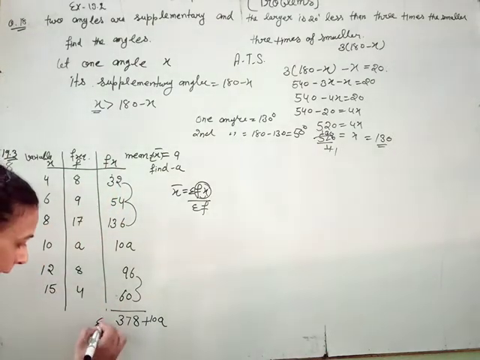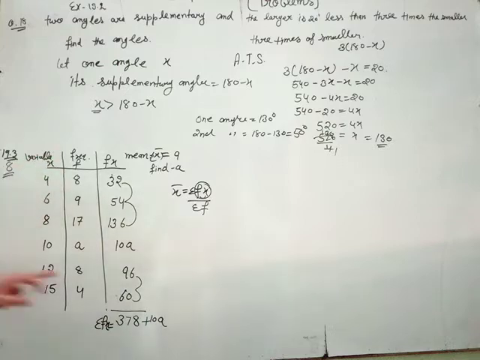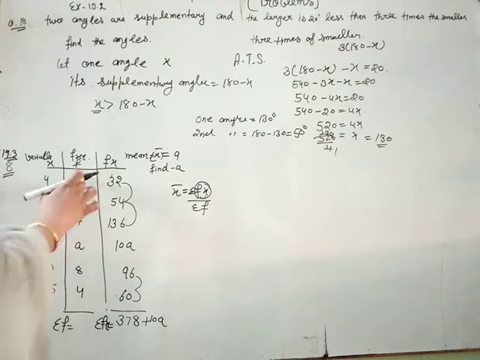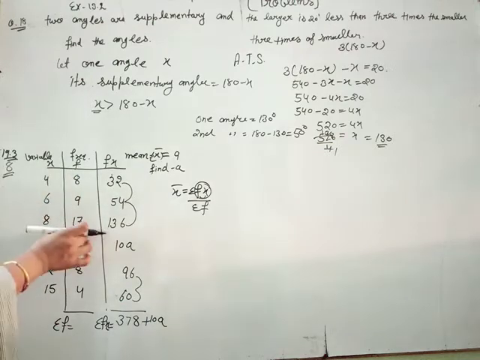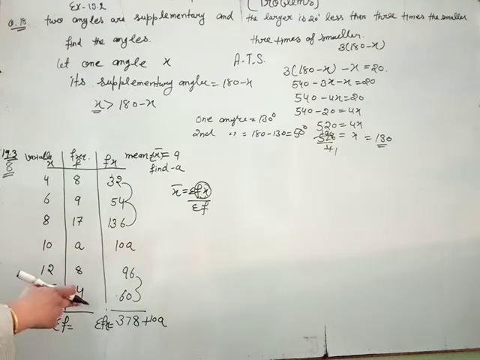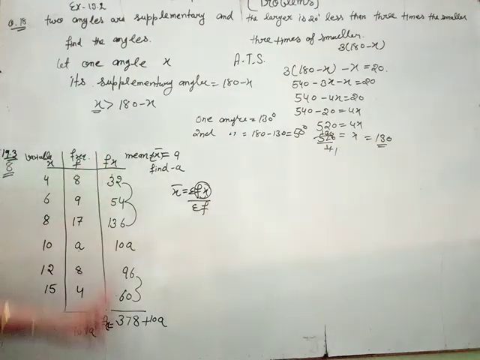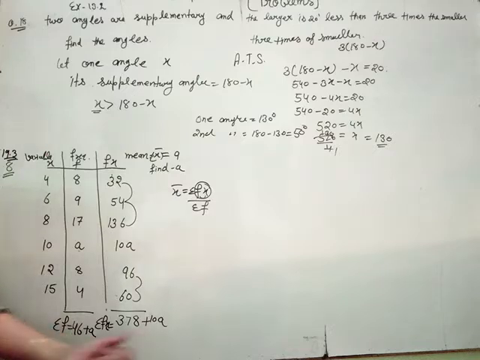Now the sum of frequency, that means the sum of this column: 8 and 9 is 17, 17 and 17 is 34, 34 and 4 is 38, 38 and 2 is 40, and 6 more makes 46. So the total is 46 plus a. Student, the summation of this column is 378 plus 10a, and of this column 46 plus a, because a is unknown, that's why we add a.